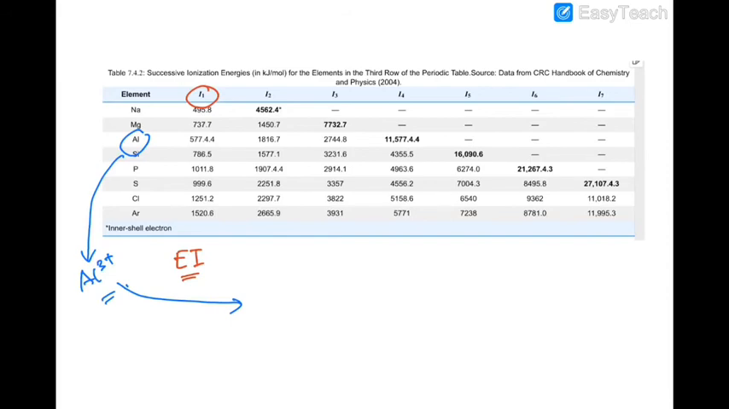To release one more electron to result in Al4 plus plus electron is going to require a huge amount of energy. That's why this is the most stable form. Just don't forget that everything occurs in the gas phase.